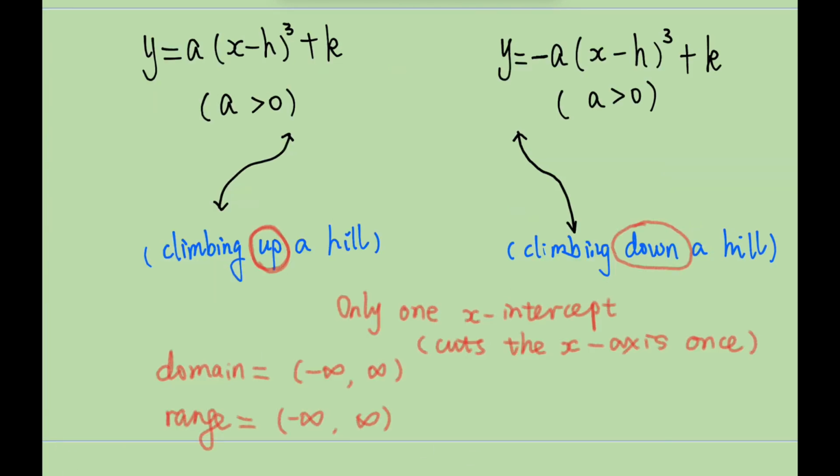Now let's conclude. Today we mainly focus on the graphs of cubic functions in this form, and then the coefficient of x cubed, positive or negative, will determine the basic shape. And then no matter which shape, there will be only one x-intercept. The domain and range will both be the interval from -infinity to +infinity.